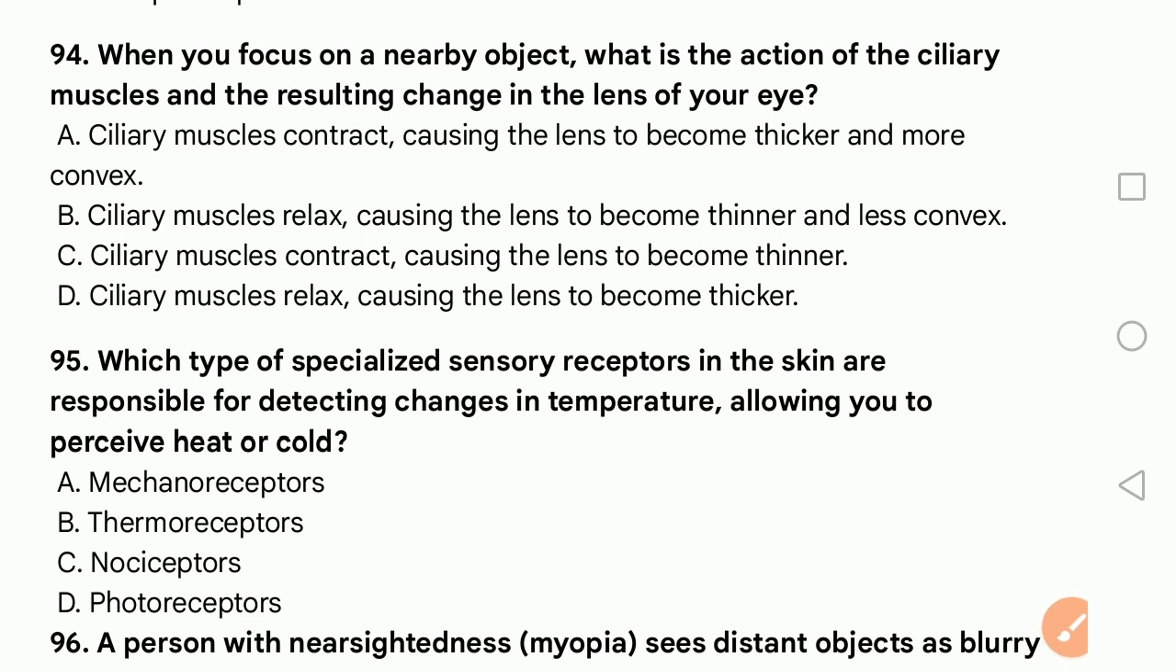When you focus on a nearby object, what is the action of the ciliary muscle and the resulting change in the length of your eye?